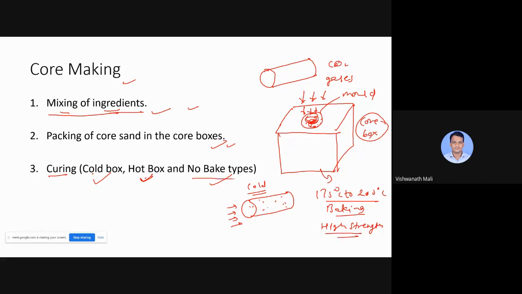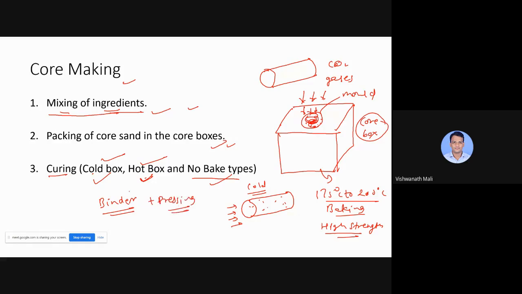Now, no bake types means we are not passing gases and we are not heating it. That process is called no bake types. In this case, how do we get the strength? We increase the binder percentage and we go for pressing it.